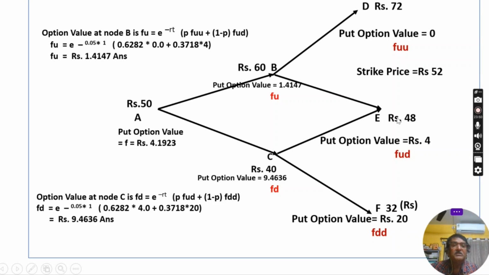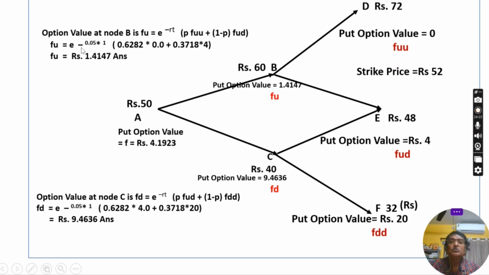Now with the help of this, if you are interested to solve stepwise, then you can put the values in this formula and find the value of f of u. F of u will be 1.4147. I have already discussed the value of p. First you have to find the value of p with the help of all these values, and the value of p is 0.6282. You can check it. This is the value of the risk neutral probability.